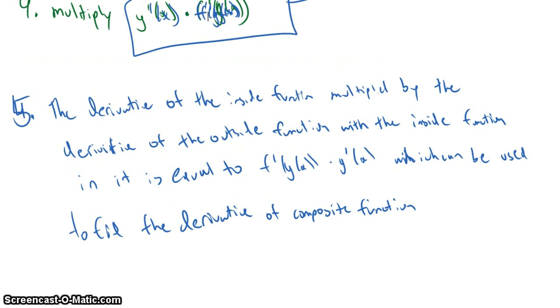Alright, in summary, the derivative of the inside function, g of x, is multiplied by the derivative of the outside function with the inside function in it, or f of g of x. This gives us the formula, the derivative of f of g of x times the derivative of g of x, which can be used to find the derivative of a composite function. Now, we'll go to some examples to show you this chain rule in action.